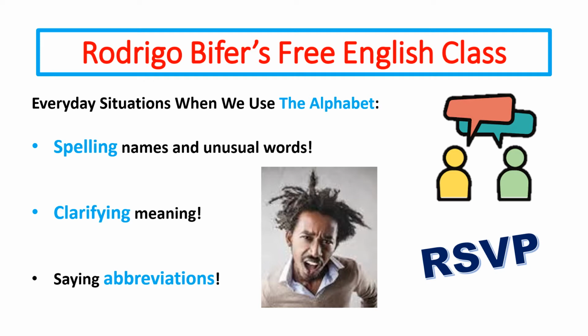Also, we use the letters of the alphabet to clarify meaning. That happens every time you say something and the sound of it may cause some confusion. So to make sure people are understanding everything you're saying, every letter, we spell what we are trying to say to clarify meaning. And we also use abbreviations. Abbreviations are something we use a lot. People love abbreviations, so we're going to talk about that today as well.